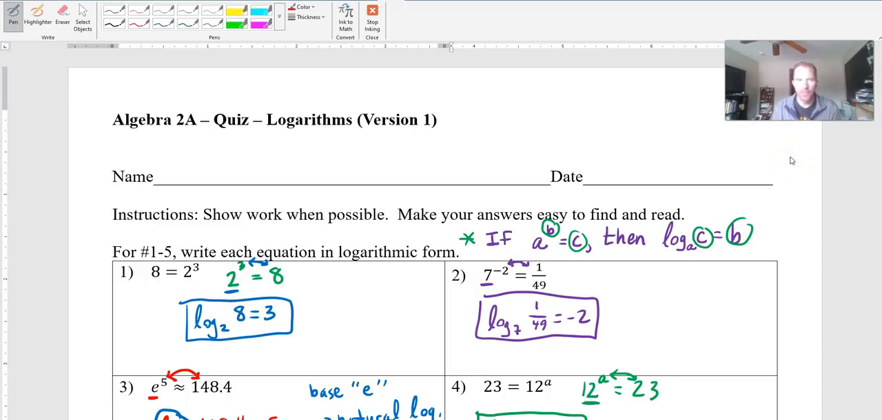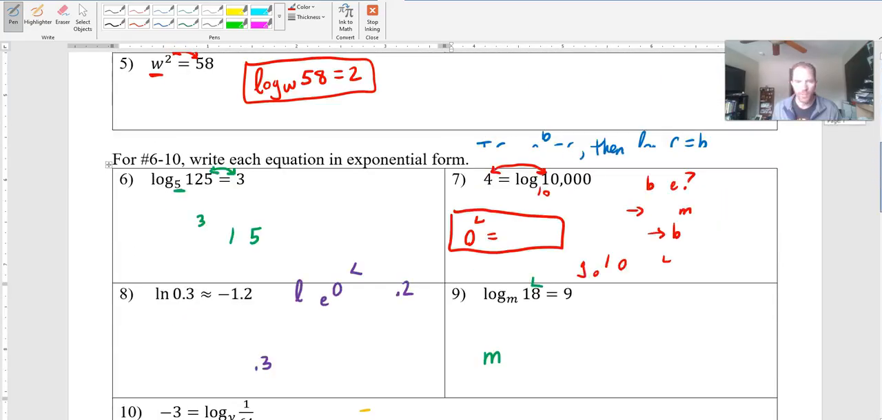All right, Algebra 2A folks, here we go. We're going to finish up this quiz on logarithms version 1. We're going to do the last 5 problems here. So let's scroll down to those and get those last 5. There we go.